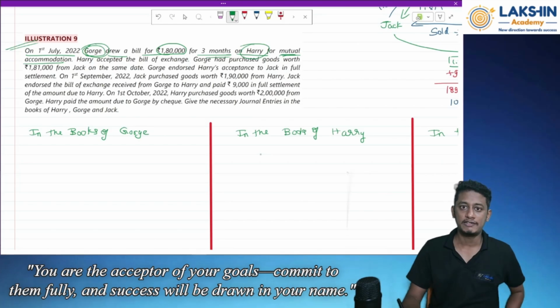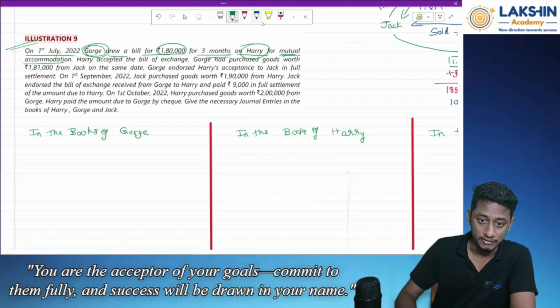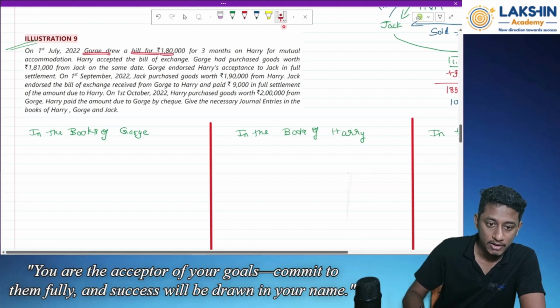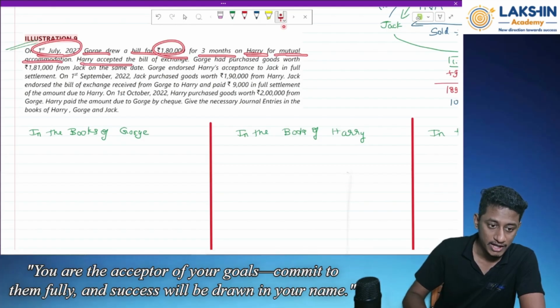Now, let's start with the journal entries. Okay, so now look at the question. At first, what has happened? Let's read the question. George drew a bill of rupees 1,80,000 for 3 months, on 1st of July, on Harry for a mutual accommodation. Okay, fine. Harry has accepted the bill of exchange.